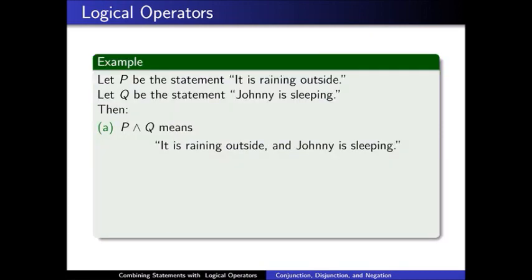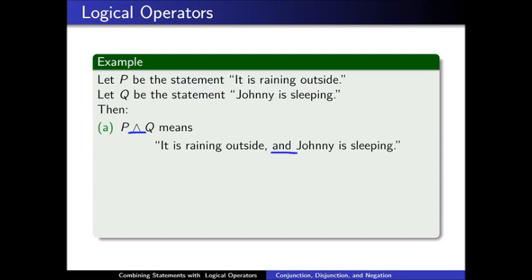Let's look at a simple example illustrating the use of these three logical operators. In this example, let's let P be the statement, it is raining outside, and let Q be the statement, Johnny is sleeping. For part A, the conjunction of P and Q, or P and Q, means it is raining outside and Johnny is sleeping.